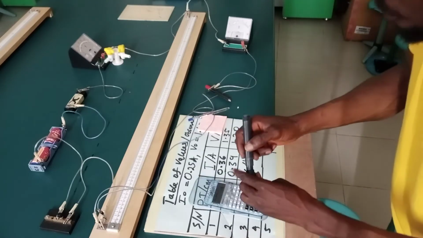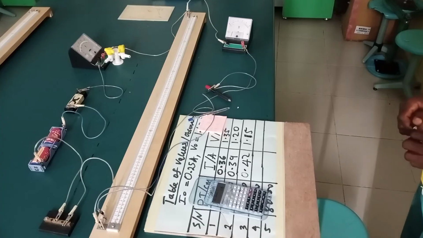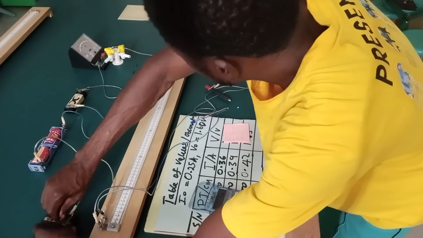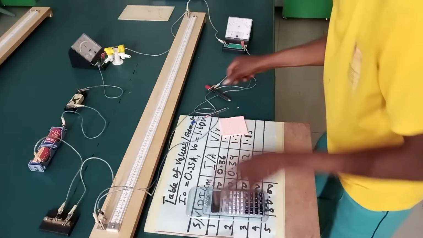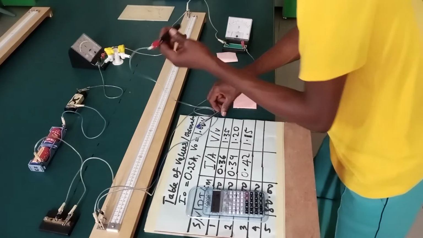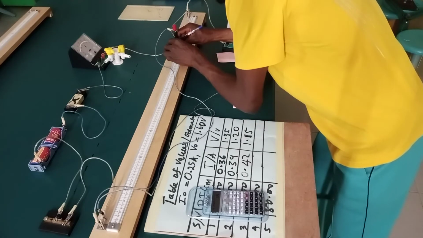1.15. The next value, sorry, I didn't remove the key. That was an error. Sorry about that. So the next value is 70. The jockey is at 70 right now.